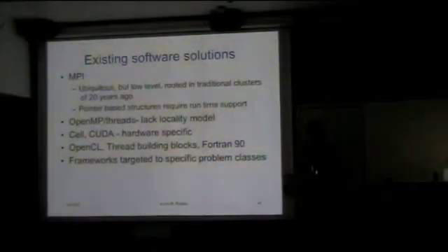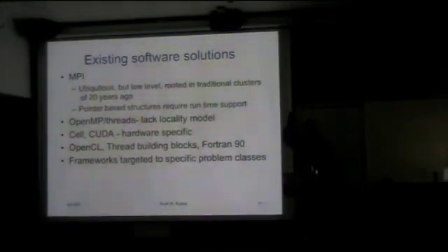The other problem is that pointer-based structures, which are used a lot in irregular algorithms, are not really supported in MPI. You have to do all the hand coding yourself. This is part of what makes the adoption of new architectures and new technology difficult.